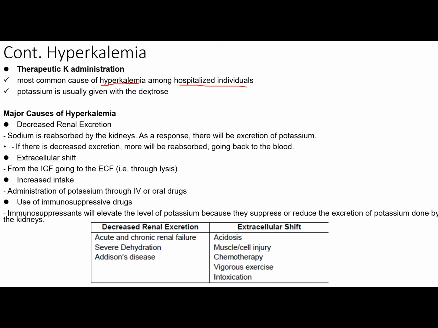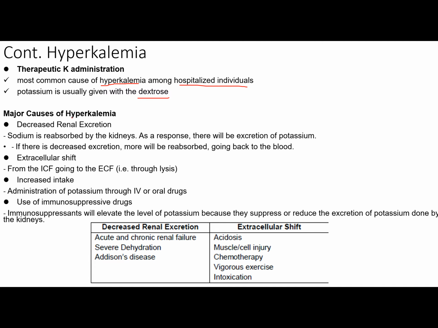Potassium is usually given with dextrose. That's why the nurses, class, and even the doctors need to know the speed, the rate of your dextrose. When you've been in a hospital, they adjust the drip rate. So they need to identify the speed per hour, because if they cannot control it, it could lead to hyperkalemia.